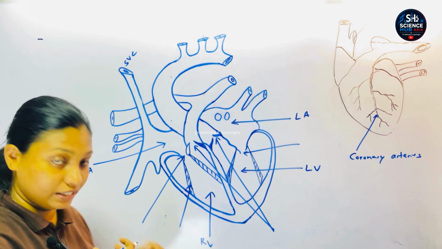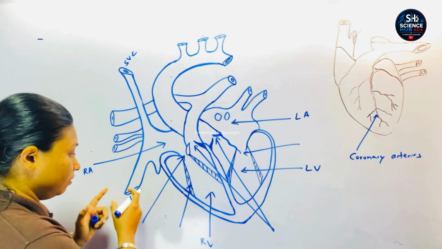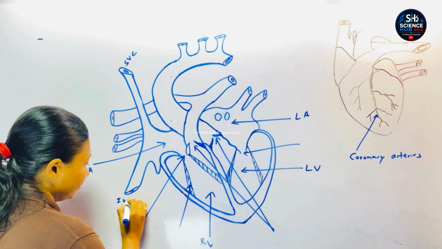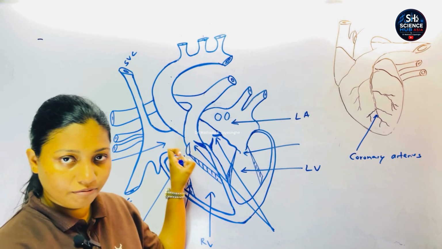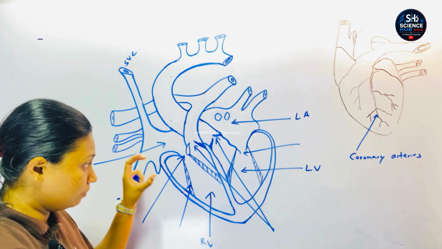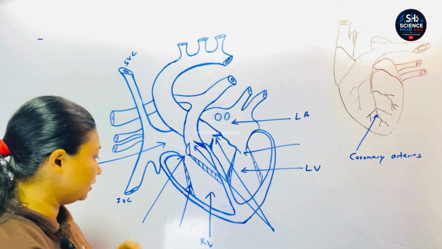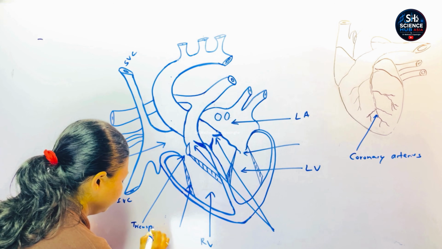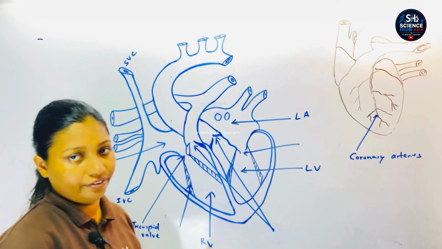means heart is situated in here. Below that, there are many organs. From there, deoxygenated blood will be brought by inferior vena cava. This is the inferior vena cava. Then right atrium will be filled with the blood. That deoxygenated blood will go to the right ventricle through the tricuspid valve.